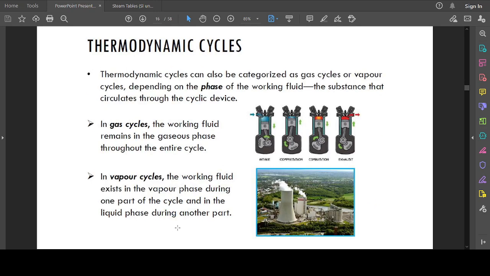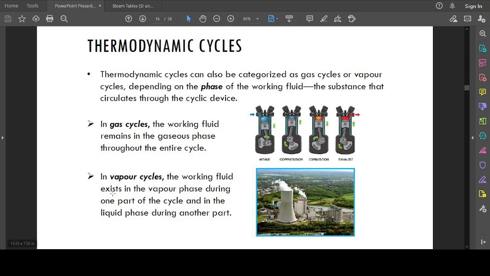So thermodynamic cycles can also be categorized as gas cycles or vapor cycles, depending on the phase of the working fluid. The working fluid here refers to the substance that circulates through the cyclic device. Like we mentioned, in gas cycles, what enters through the fuel injector is the vapor of the fuel and the air mixture, which we can refer to as the gaseous state. And after igniting this mixture, what leaves the engine is an exhaust gas.